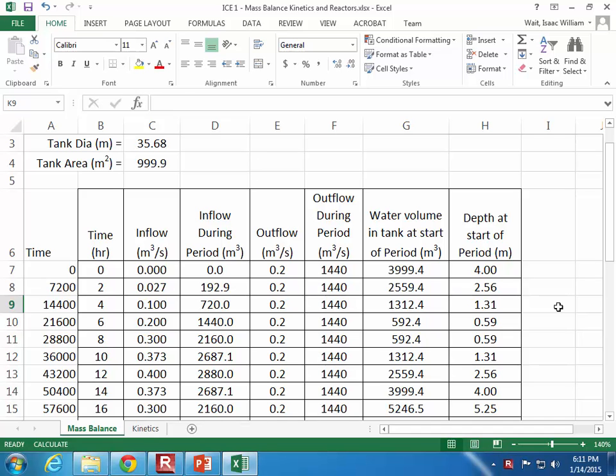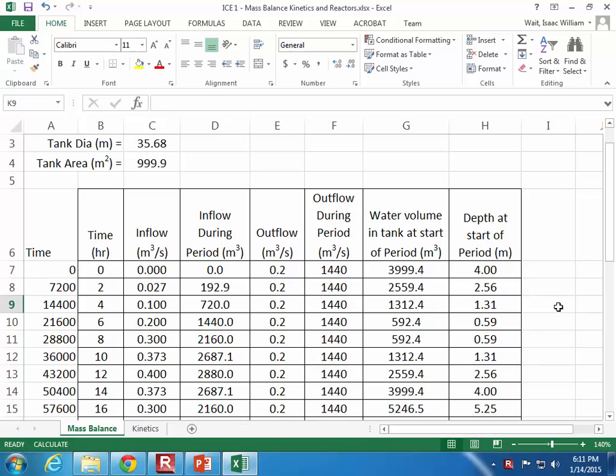Okay, so for the first in-class exercise, we're sizing that flow equalization basin. In the first two columns, you're just typing in the data that you've got, the time and the inflow. And so this is an inflow rate. You're going to need to calculate the inflow amount during each period.